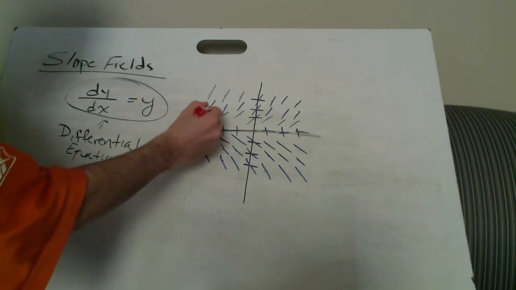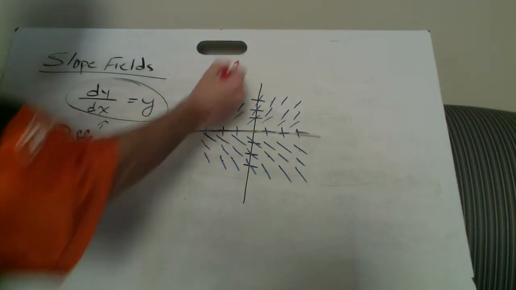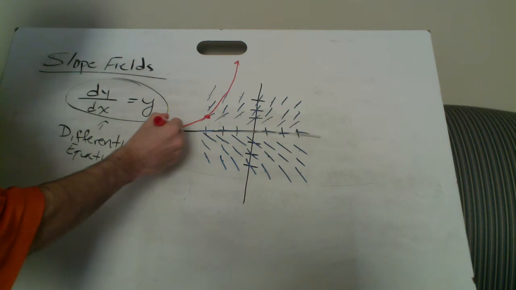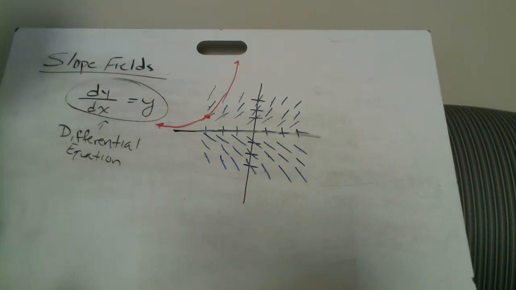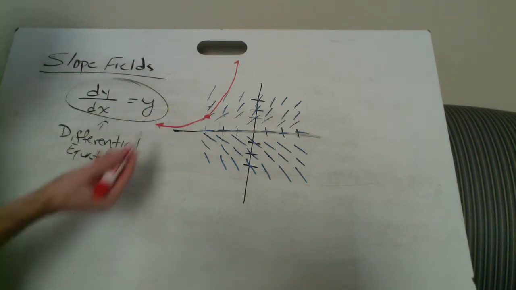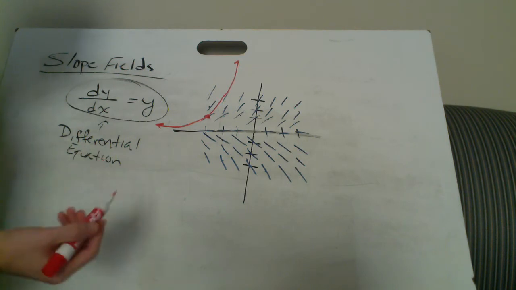So as I move to the right, I need to get steeper and steeper. And as I move to the left, I need to get shallower and shallower. Great. Now, that was one particular point that we happened to start at. What if we started somewhere else?